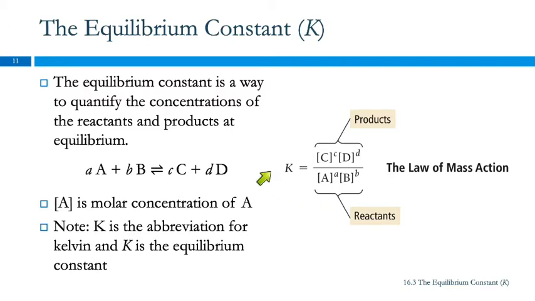Okay, so the equilibrium constant is defined this way. The molar concentration of product C raised to the power of its exponent in the balanced chemical equation, times the molar concentration of D raised to the power of its coefficient. So the products on top and the reactants on bottom. Again, the concentration of A to the a power, concentration of B to the b power. And this is commonly known as the law of mass action.